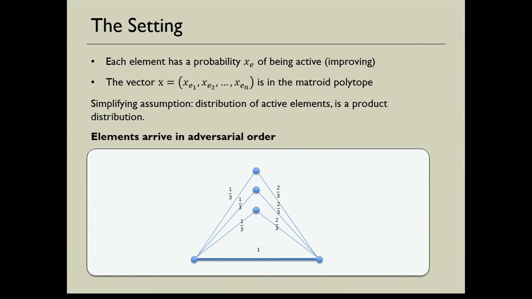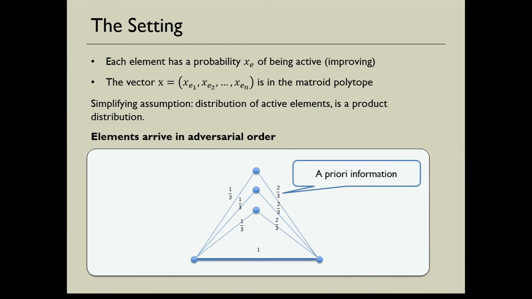But on the other hand, now I also assume that elements arrive in adversarial order. This is not so bad an assumption, actually, because all the secretary problem algorithms can have adversarial order after the sample stage. They only use the random arrival to sample, and then they can make the decisions in adversarial order.